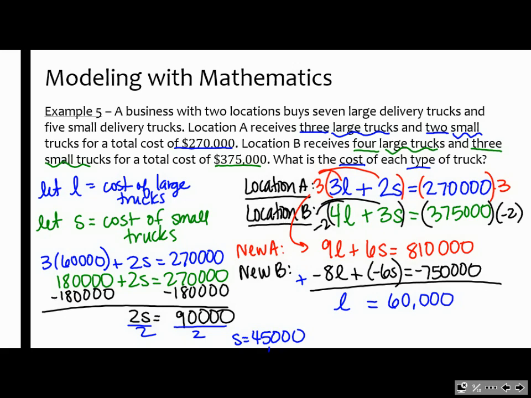I'd like to write my answer as an ordered pair, but there's no dependent thing. It doesn't matter how many large and small trucks you buy, it doesn't affect the other one. So when I write my solution, I do need to define what I'm doing. I'm going to define large then small just because that's the order it came in the paragraph. And so the large truck's 60,000, comma, the small truck's 45,000.